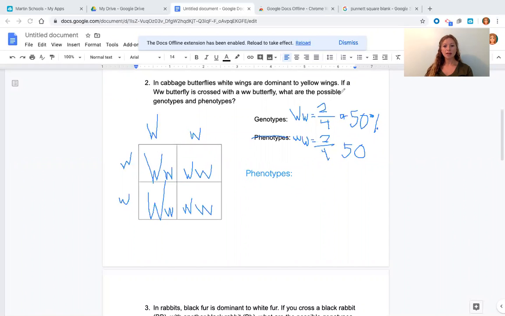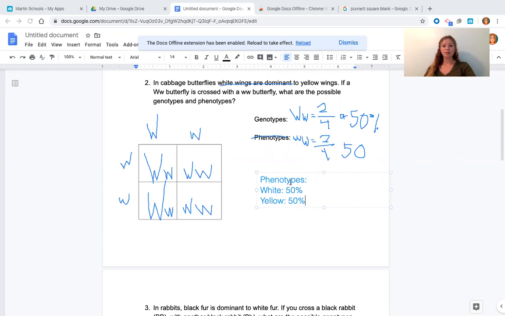So what this is going to look like, remember, it says here, white wings are dominant to yellow. So if I have a capital W, it's going to be shown as white. Okay, so here I have white wings. Phenotypes, my physical characteristics. So white, the probability of it being white-winged is again 2 out of 4 or 50%. And the probability of it being yellow, yellow can only show if I have 2 recessive genes or alleles together, and I do have that, again, 50%.